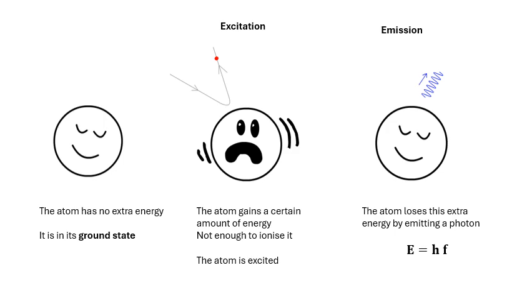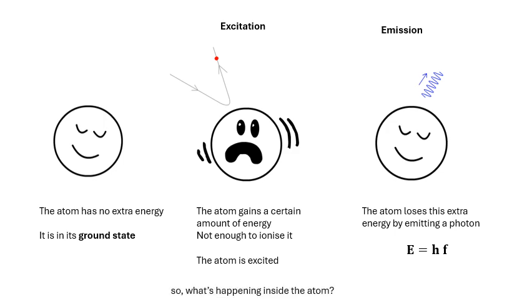And hopefully you remember this equation, E equals hf. So E is the energy of the photon, h is Planck's constant, f is the frequency. So you've got your ground state, you've got excitation, and then you've got emission.